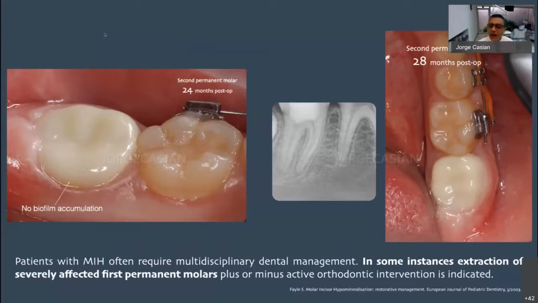And of course, another treatment option, a good one, I think, would be the extraction of that hypomineralized second permanent molar, waiting for the correct eruption of the third molar in 3, maybe 4 years. This patient's parents didn't accept the extraction of that molar.